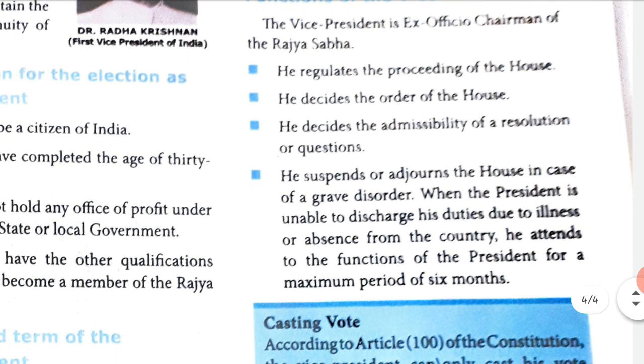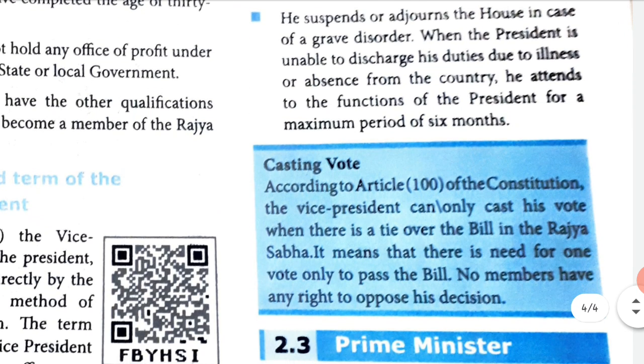When the President is unable to discharge his duties due to illness or absence from the country, for example, if the President of India is sick or is in another country, then he can attend to the functions of the President up to a maximum period of 6 months.